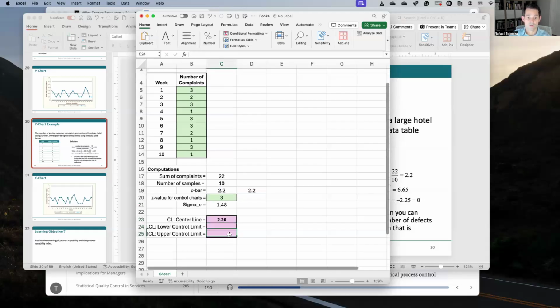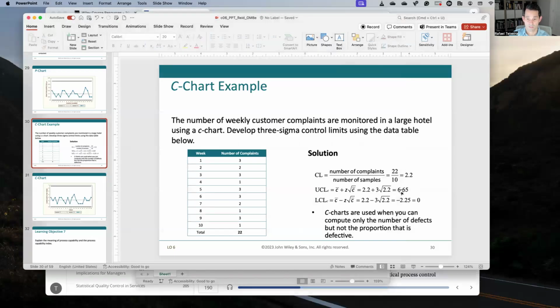Let's go first to the upper control limit. The upper control limit is equal to my center line plus the number of deviations I'm allowing times the standard deviation of these complaints. My lower control limit is going to be my average number of complaints minus the number of deviations multiplied by the standard deviation. And if the resulting number is negative, then we replace it by 0 because we cannot have a negative number of complaints.